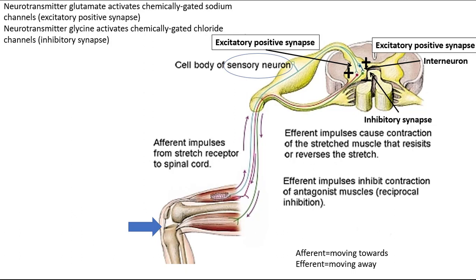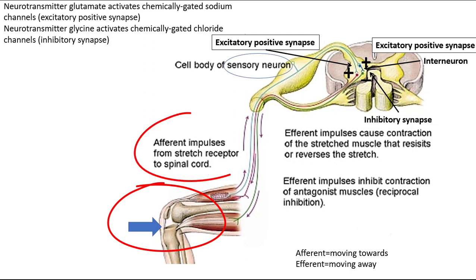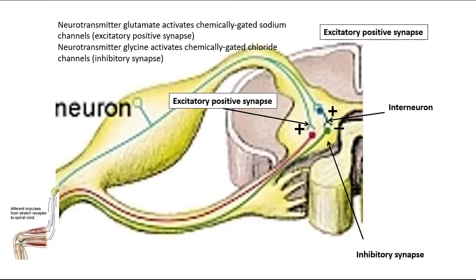If you hit this patellar tendon using a hammer, the spindle senses the stretch or speed of stretch and sends an afferent impulse to the spinal cord. This axon releases glutamate, which activates a chemically gated sodium channel. So sodium rushes into this cell body of a neuron. So the afferent impulse, an action potential, causes contraction of the stretched muscle, the quadriceps muscle here, that resists or reverses the stretch.